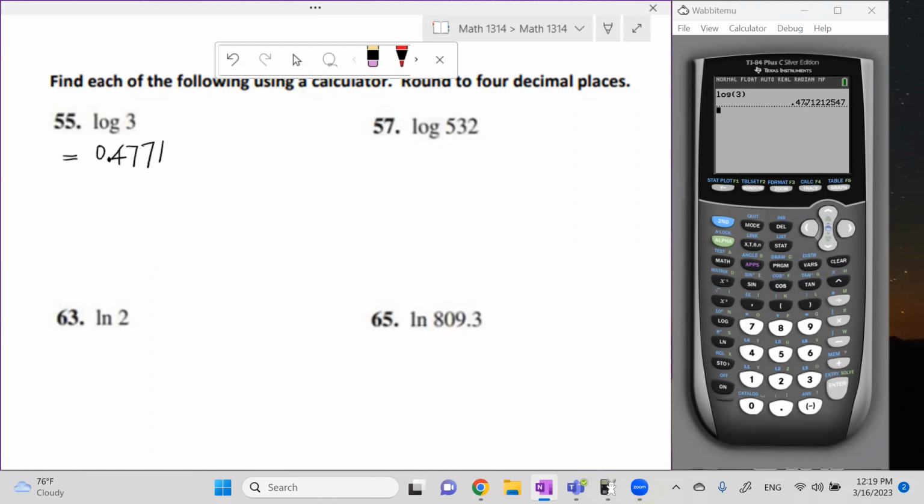Next one, log 532. Let's put it in the calculator. Log 532. Close the parentheses. Hit enter. So keep 4 decimal places. After the decimal point is 7259. Ignore the 1 because 1 is less than 5. So do not put an equal sign because it's not equal. We put approximately 2.7259.